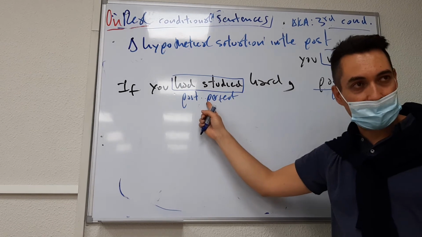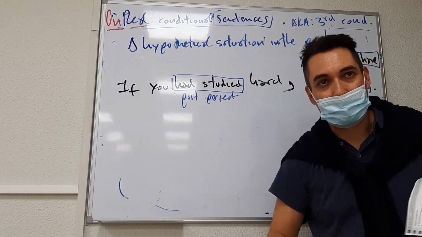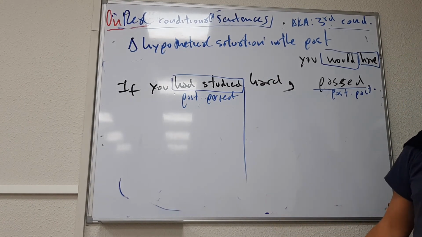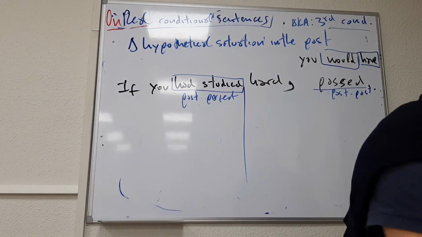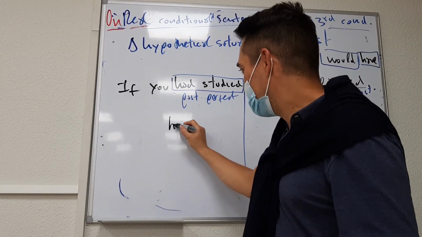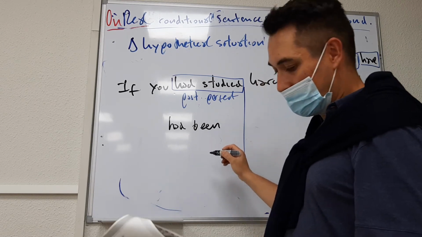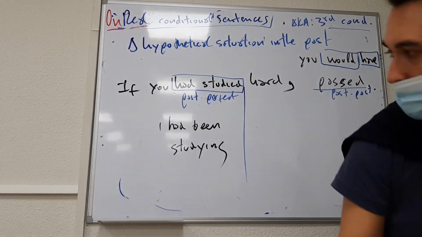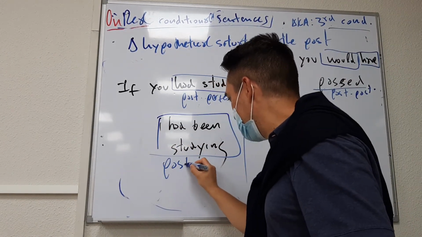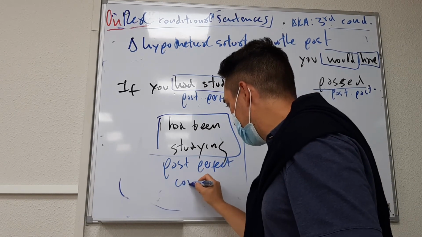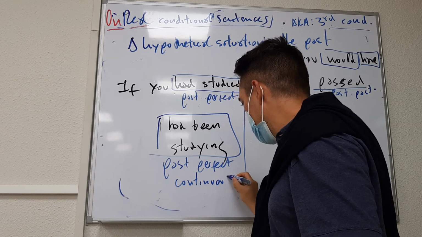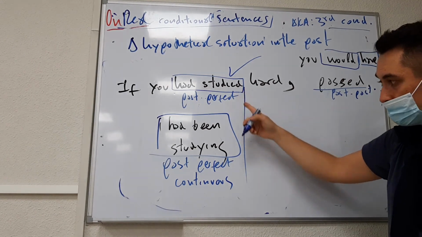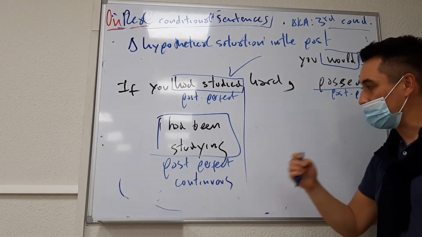Instead of the past perfect, this is what we have studied in the past, you can also use the past perfect continuous. How would it be with the past perfect continuous? If you had been studying, and then it perfectly works. If you had been studying, this is past perfect continuous. So past perfect is great. This is what we have studied in the past, but there is room for the past perfect continuous as well.